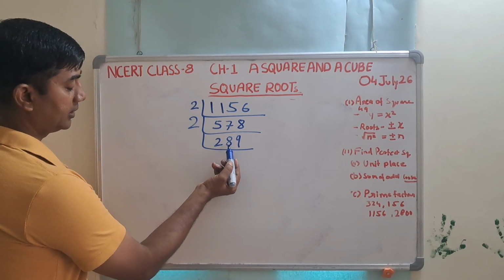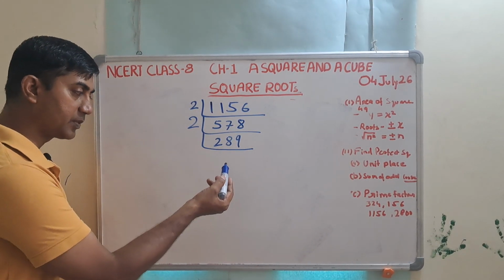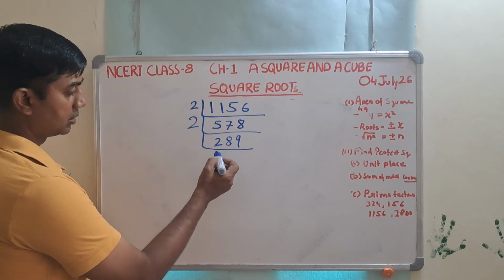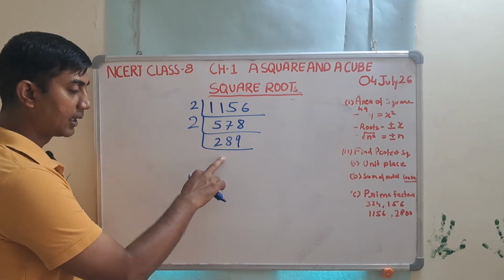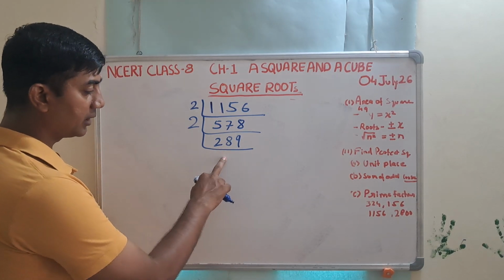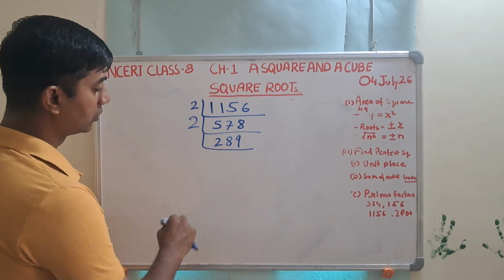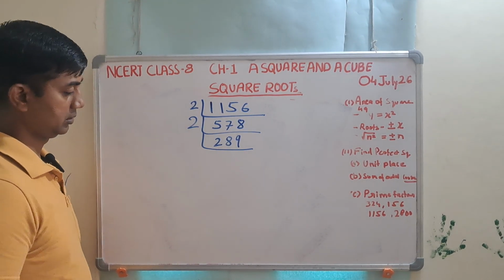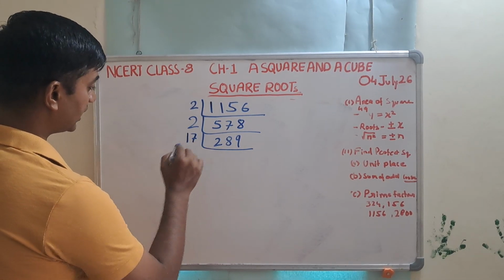2 plus 8, 10, plus 19. No. Is it divisible by the next prime number 5? No. Is it divisible by 7? No. Is it divisible by 11? No. Is this number divisible by 13? Try this. No. What is the next prime number after 13? Here the next prime number is 17. Try this.